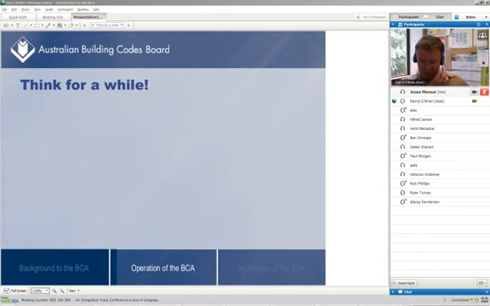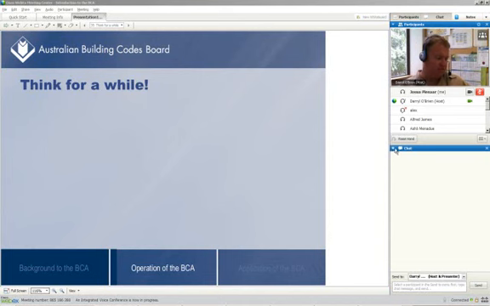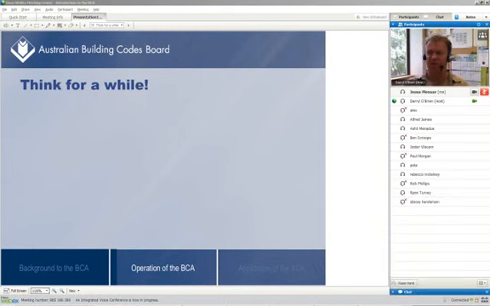Okay, so Rick wants to know, why is the New Zealand government part of the board? I think the New Zealand government's part of the board because some of the Australian standards are Australian-New Zealand standards. So I think it might be an efficiency just to see that changes don't get made to standards through the BCA process that may affect them. Although Australian standards are not a government organisation, they're a private organisation.